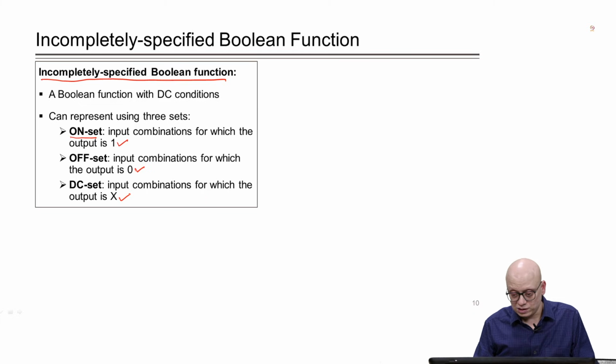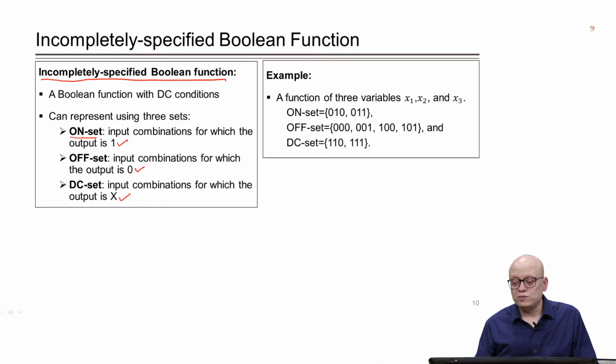Let us take an example. Suppose there is a function of 3 variables x1, x2, x3 and the value of this function takes 1 for these input combinations, right. So, we can say onset is the set of input combinations that produce 1, then offset is the set of input combinations which produce an output of 0, and the do not care set is the set of input combinations for which the function is a do not care, right.